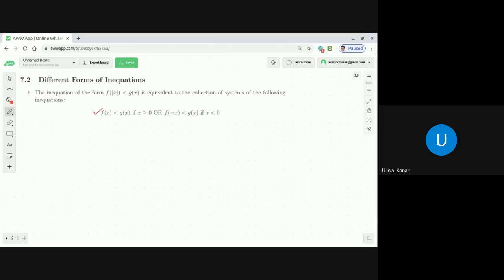Now, if you get an inequation |f(x)| less than or equal to g(x), directly solving that inequation is difficult. That's why we actually converted it to a system of inequations. This is not very straightforward to solve, and that is why we break it down to a system of inequations.